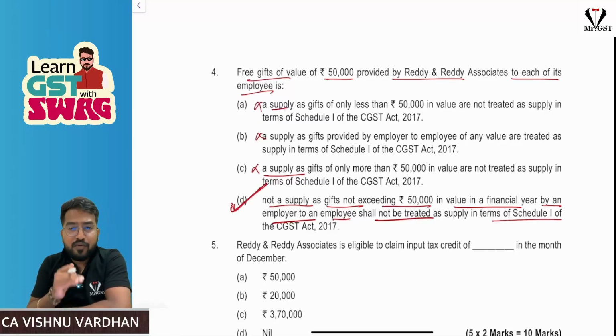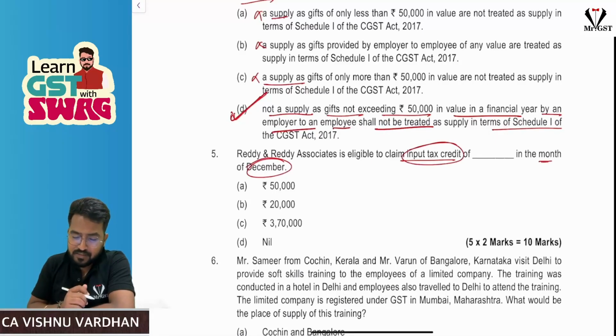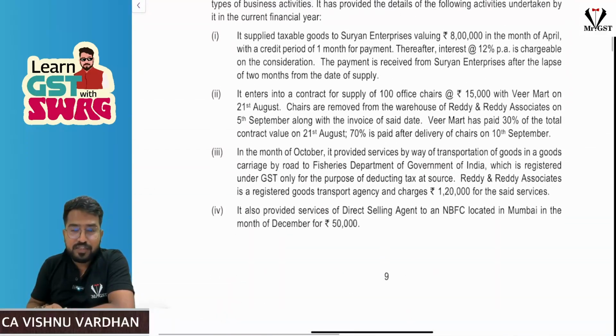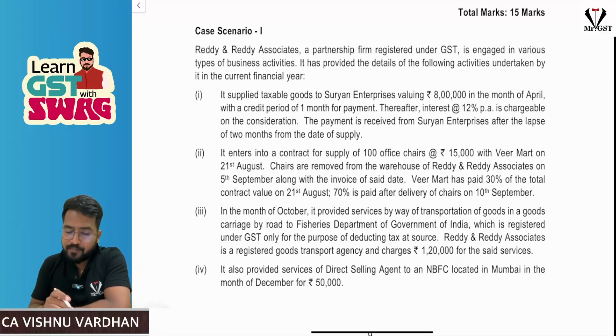That means without reading the case scenario, we have answered two questions. Understand that. Next, is Reddy and Reddy Associates eligible to claim ITC in the month of December? So for the December month, we should see what the ITC is. Okay, first let us go with the case scenario now. As I repeat, out of 5 MCQs, without reading even the case scenario, we have answered 2 MCQs. That means 4 marks done.